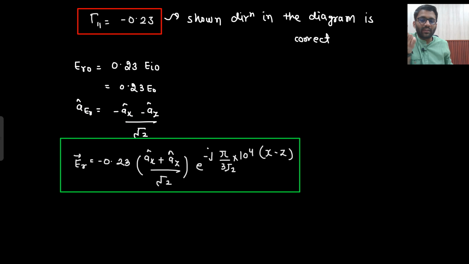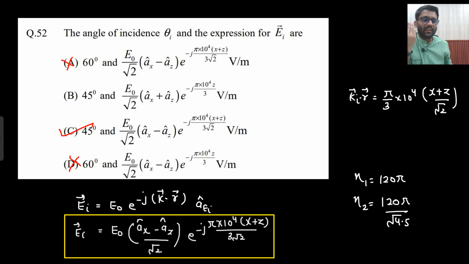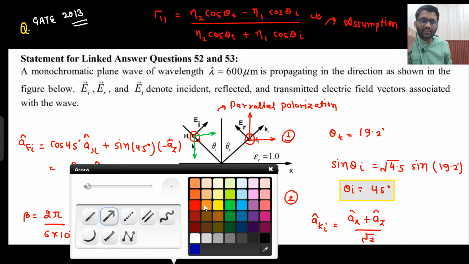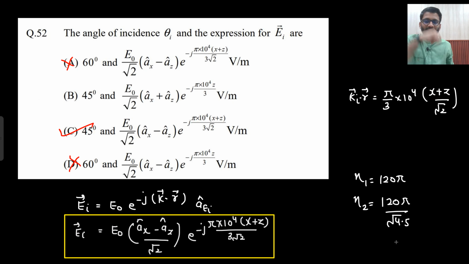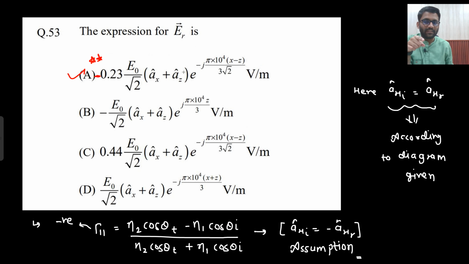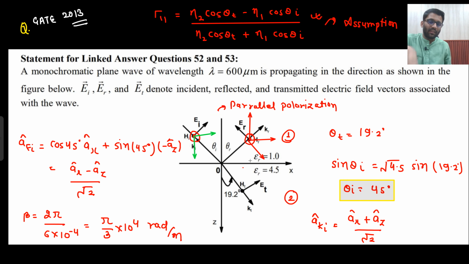So what students have done is that they saw gamma equals to negative, then they interchanged the direction, and once they interchanged the direction, then what are they going to get? Plus x and plus z, and then this answer will be matched. What I am saying, if they interchange the direction, then the electric field is going in plus x and plus z, and this answer would be matched.